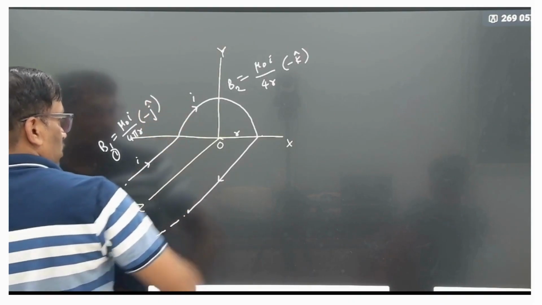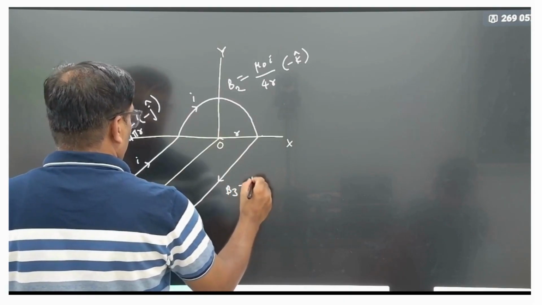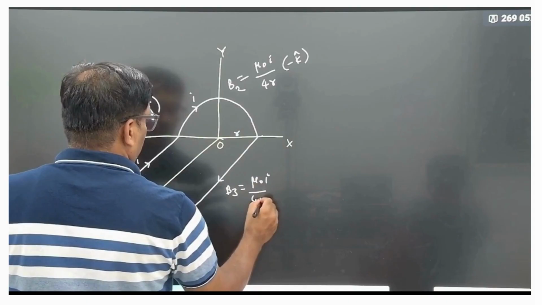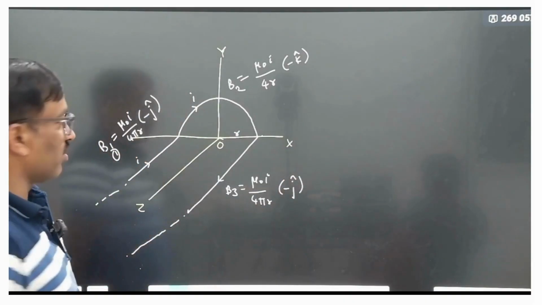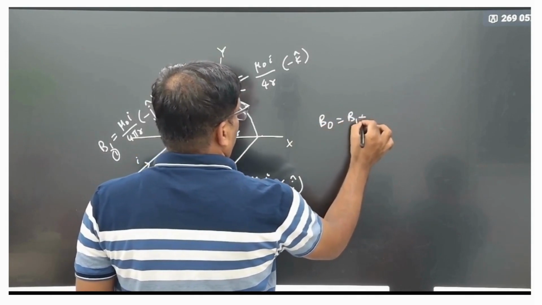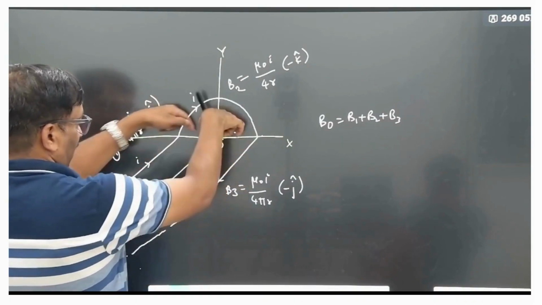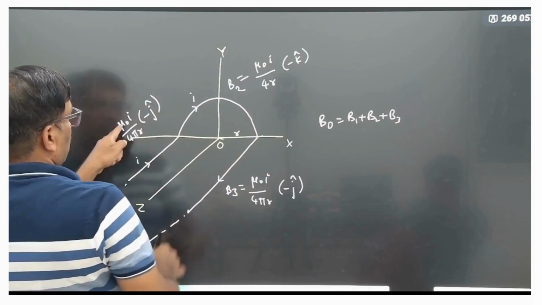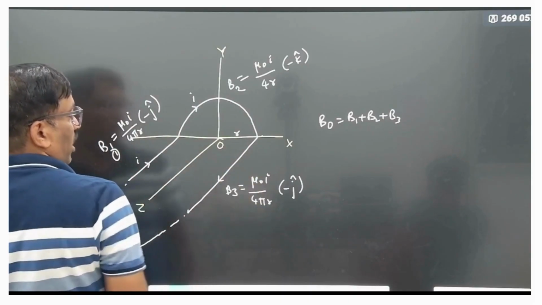Clear? So this also will be the third part. Therefore mu naught into I by 4 pi r minus j cap. So you need to add it. So B0 will be equal to B1 plus B2 plus B3. But you try to observe, both are acting in the same direction. Add these two: mu naught I by 4 pi r into 2 is nothing but mu naught I by 2 pi r.